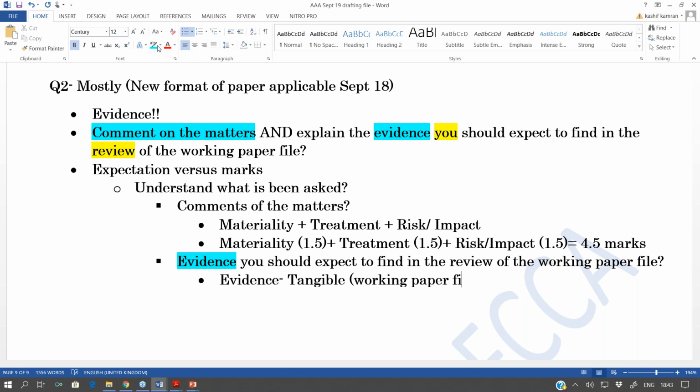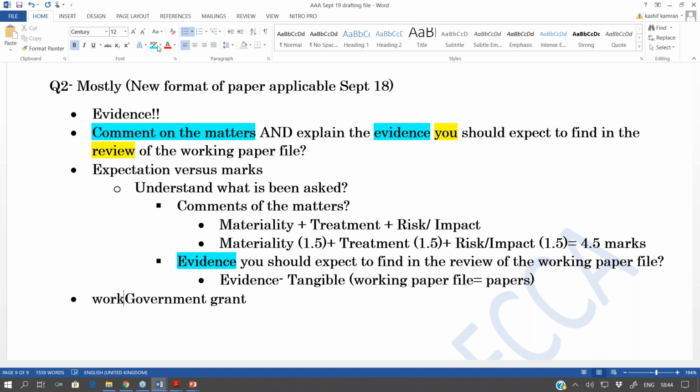So do you all believe that in the working paper file we will have papers? And papers is something which is tangible, right? So evidence is tangible. Tangible means working paper file. Working paper file means papers. So do you all understand evidence is tangible, right?